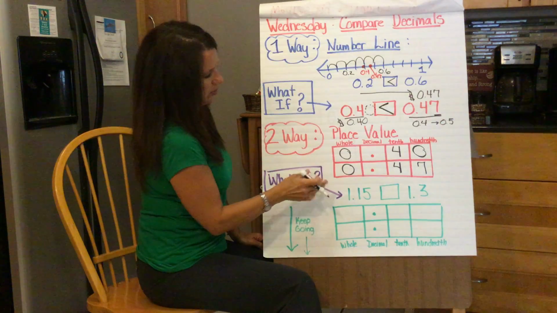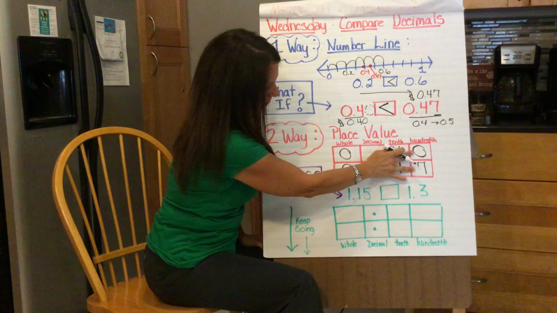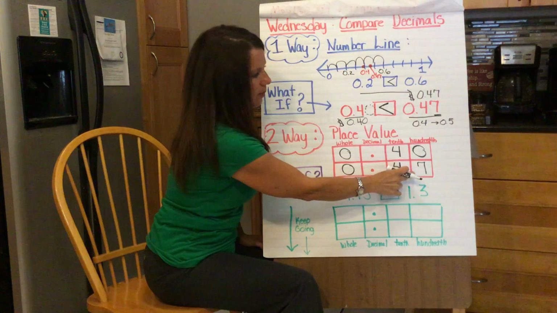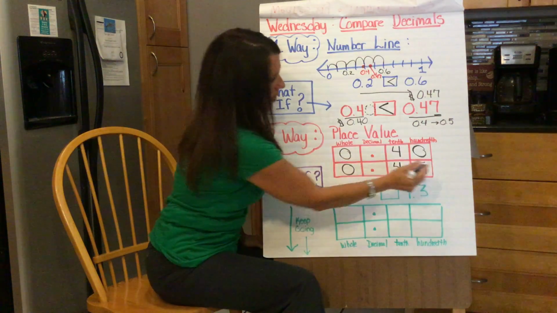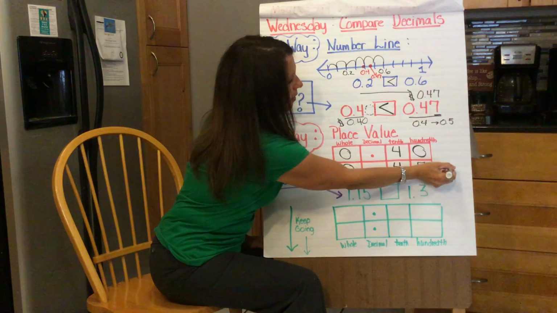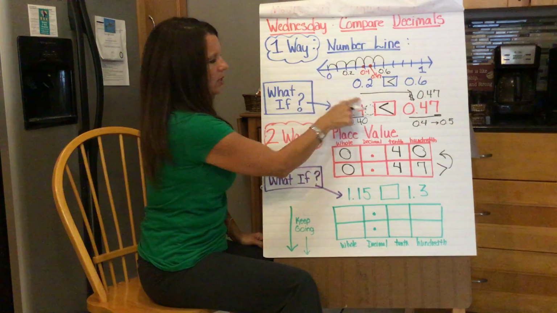So now we're looking at it, we're saying, okay, 0 point, they're both 4. Oh, but this number has a 0 and this number has 7. 7 is greater than 0, so this number is going to be greater than that number, right? And that's just what we did up here. We used the number line.